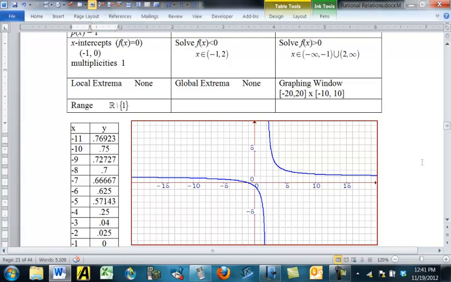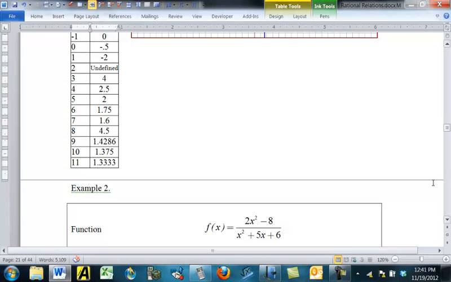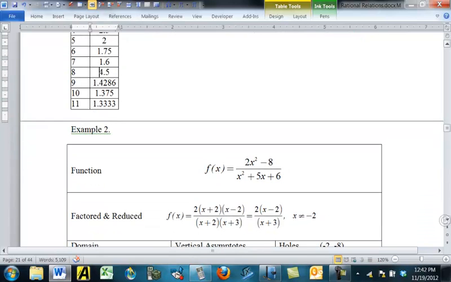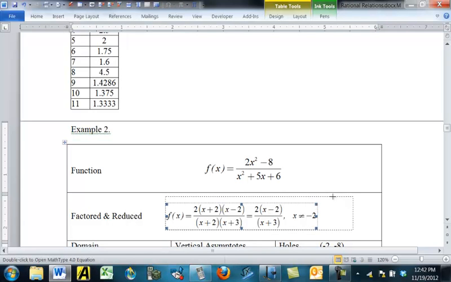Doesn't have any extreme values, local or global, and so there we have our analyzing that graph. Let's do another one. 2x squared minus 8. Factor that. The top is 2 times x squared minus 4, which is 2 times x plus 2 times x minus 2, and the bottom is x plus 2 times x plus 3. Now don't reduce it yet.